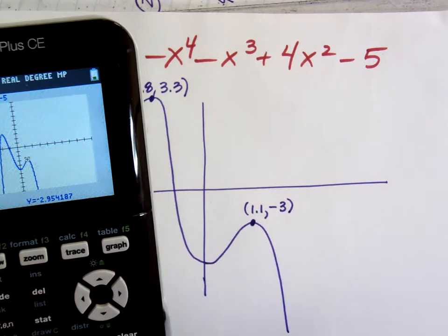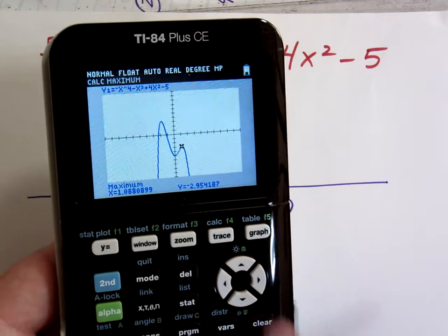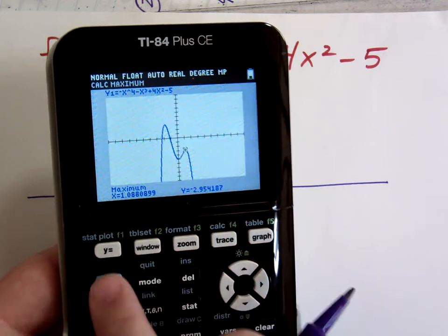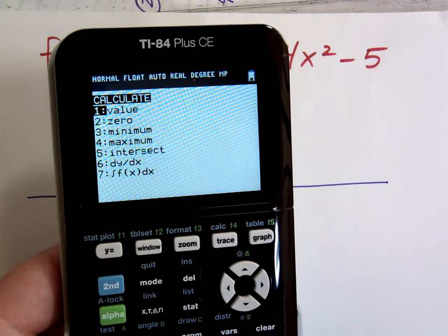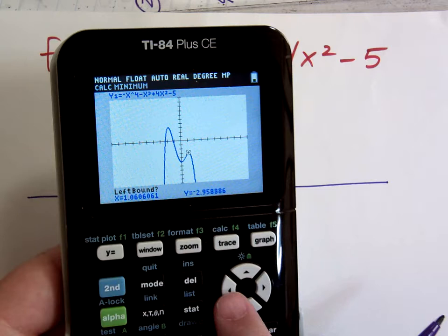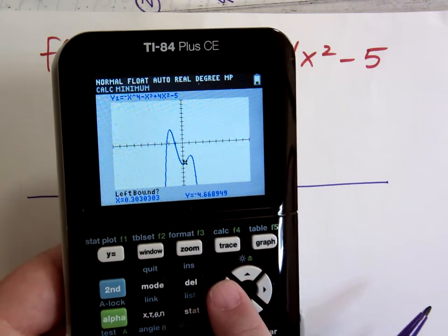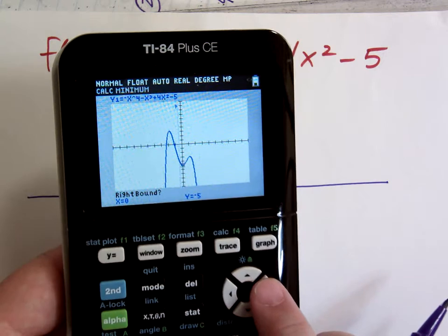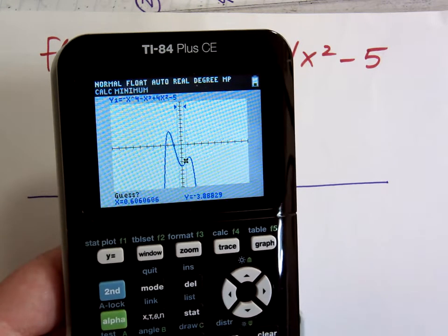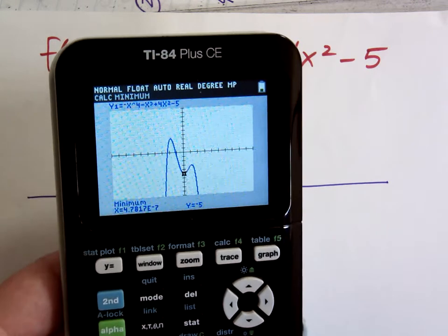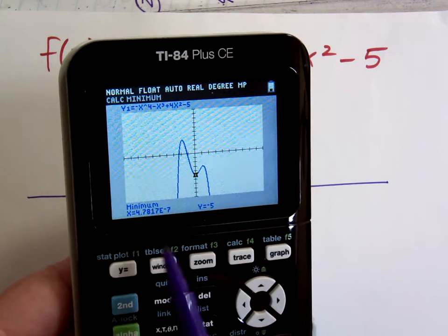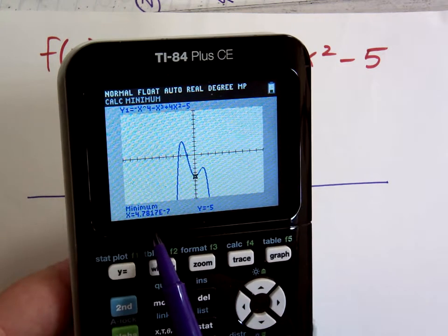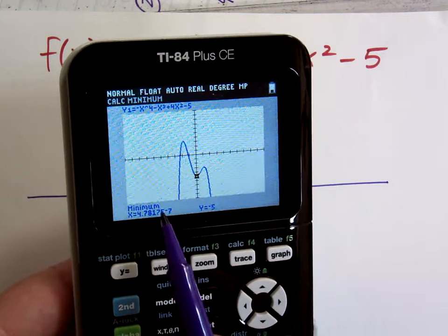Now I've got a min right in between there, second trace, minimum is 3. And I'm going to go to that little valley and go on the left side of the valley and press enter for left bound. Go on the right side of the valley and press enter for right bound. And my minimum is at, now be careful of this, it says 4.7817E negative 7. That really means 0.